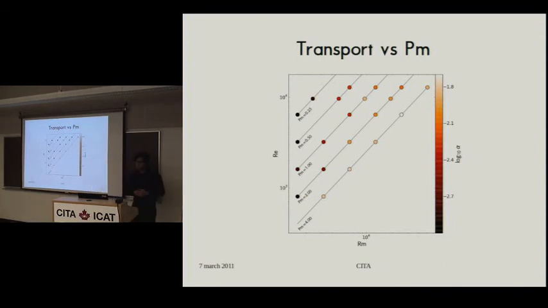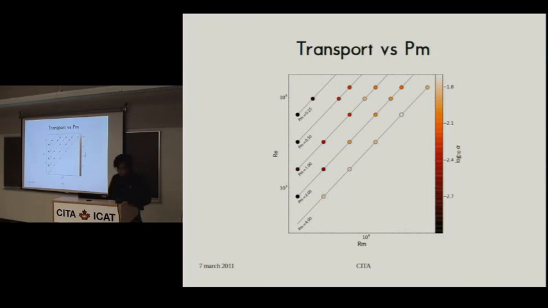Okay, so let me then get to the main point, which is what the transport looks like as a function of Prandtl number, which is what we started out being interested in. So here we have the magnetic Reynolds number along this axis and the fluid Reynolds number along this axis. Lines of constant magnetic Prandtl number are drawn as the gray lines here. And then the transport, which is the log of the stress, is plotted as the color of each point. So each simulation is a point in this domain.